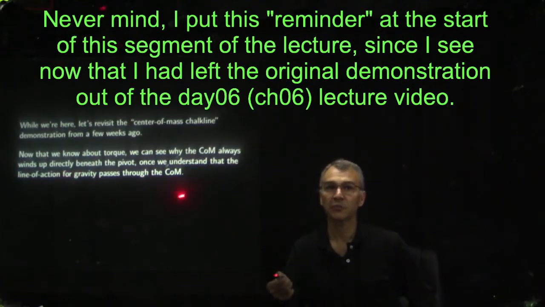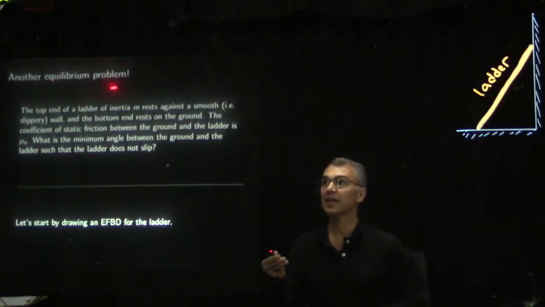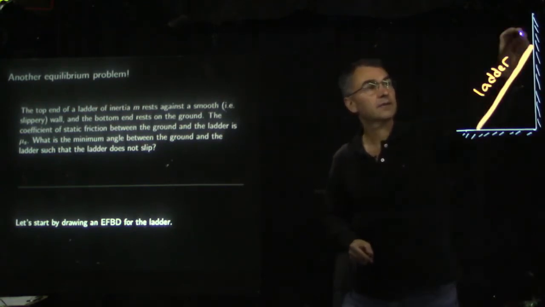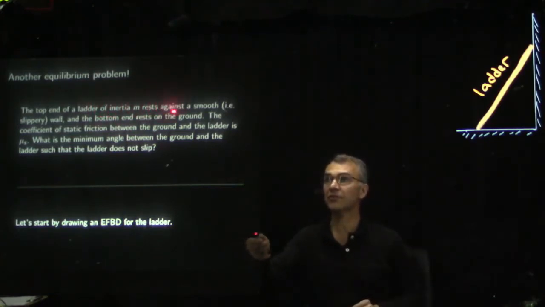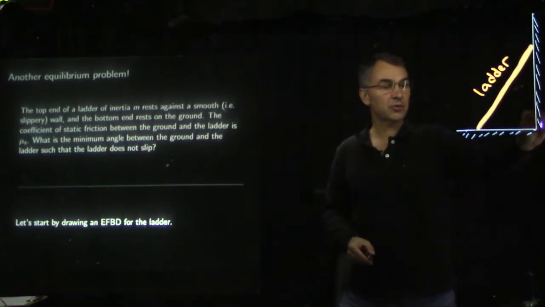While we're here, we can just briefly remind you how we used this fact a few weeks ago without this full explanation. Here is a classic equilibrium problem. The top end of a ladder, so here in orange is our ladder, of mass m rests against a smooth wall. What does smooth mean? Smooth is sort of a code word here for slippery, meaning no friction.